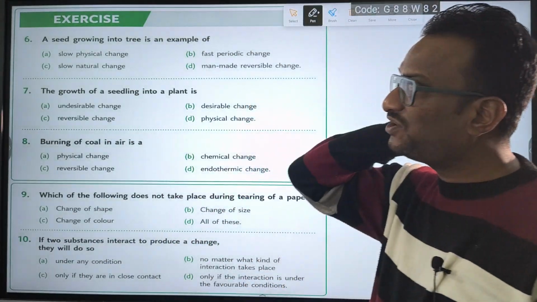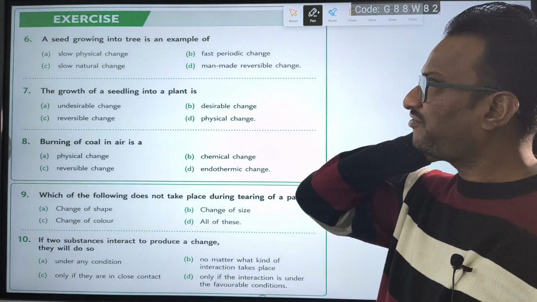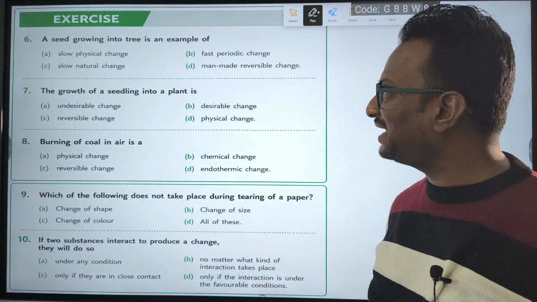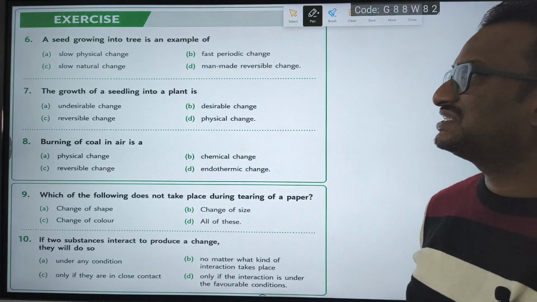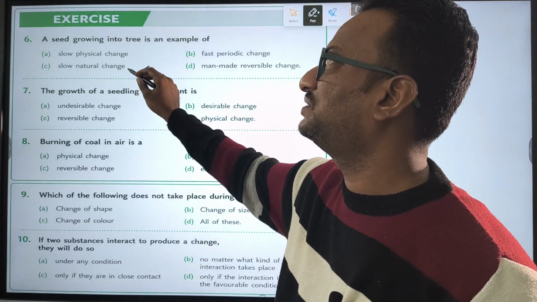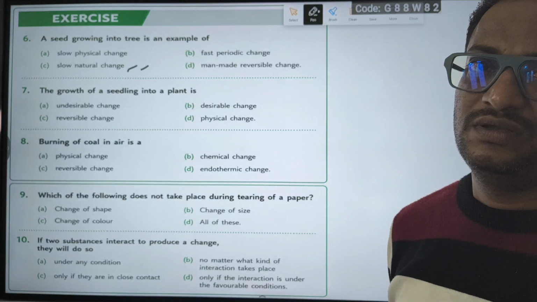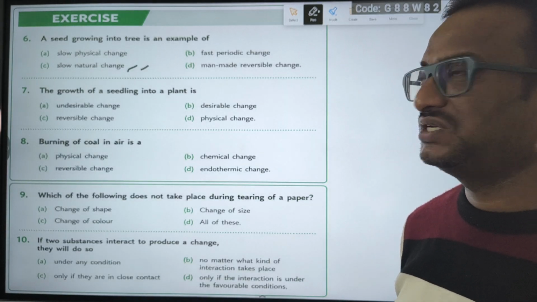Next one, a seed growing into tree is an example of slow physical change, fast periodic change, slow natural change, man-made reversible change. It is a slow natural change. It is not a physical change. If it is physical change, you can get it back. But it is not a physical change, it is a natural change.